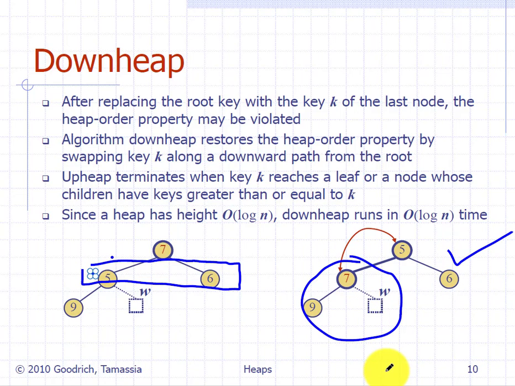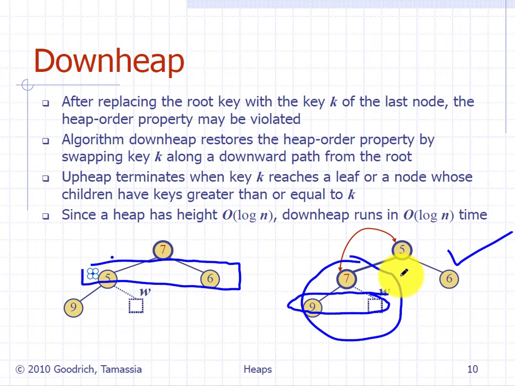If 7 was larger than its children, we'd look at both of the children. In this case, there's nothing here. Pick the smallest and swap 7 with that. So, okay, now that begs the question, what is the computational complexity?